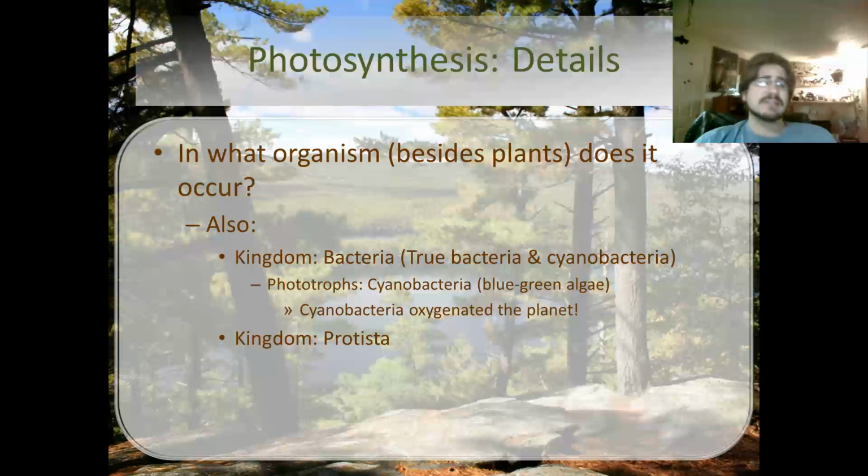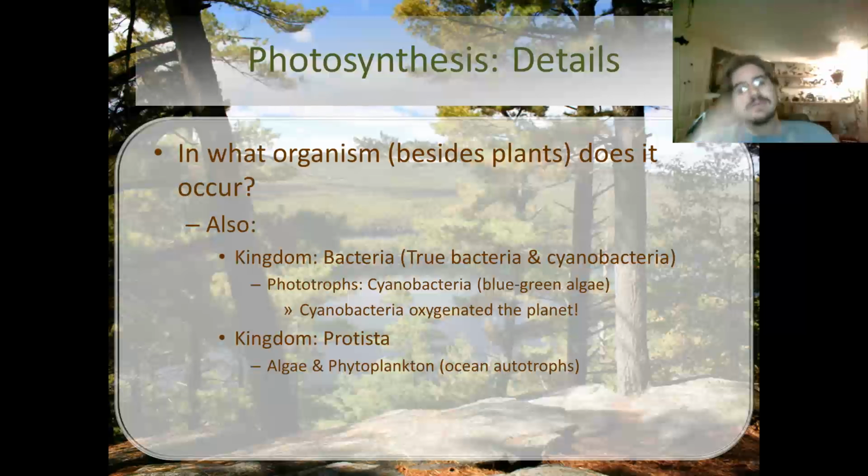There's protists that also undergo photosynthesis. There's a protist called a euglena. So it's a little single-celled guy. And then in addition to that, we have algae and phytoplankton. Phytoplankton are the autotrophs of the ocean.